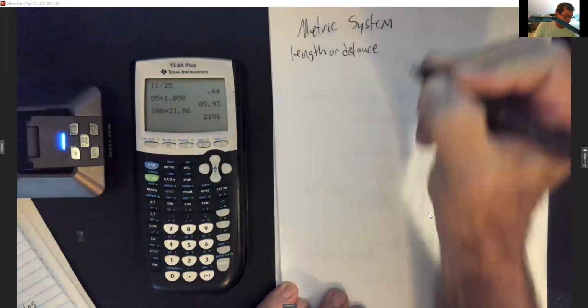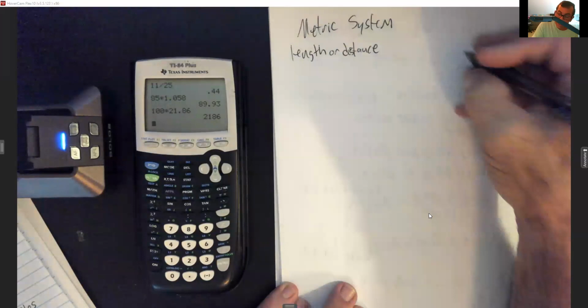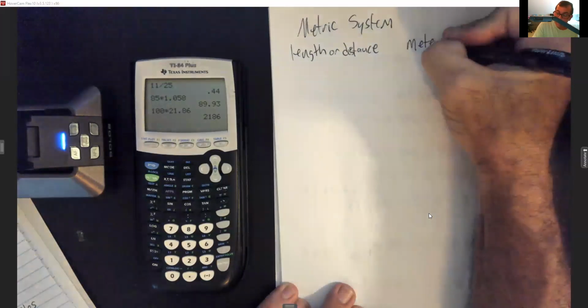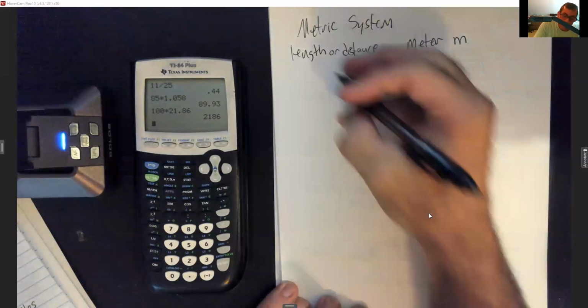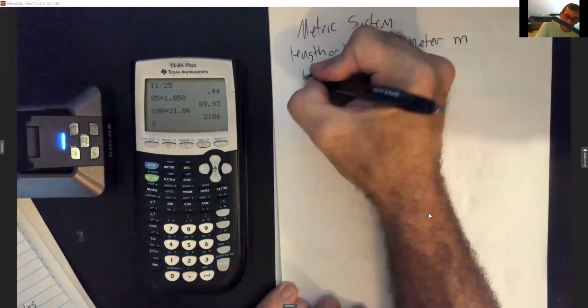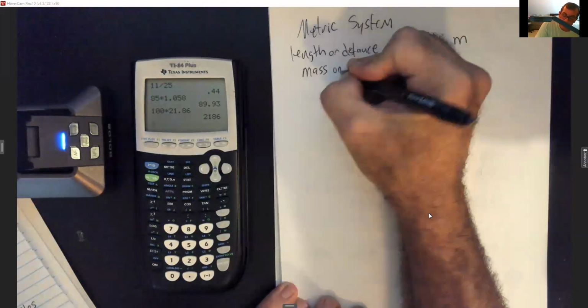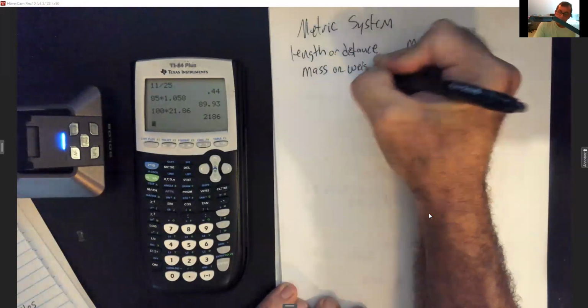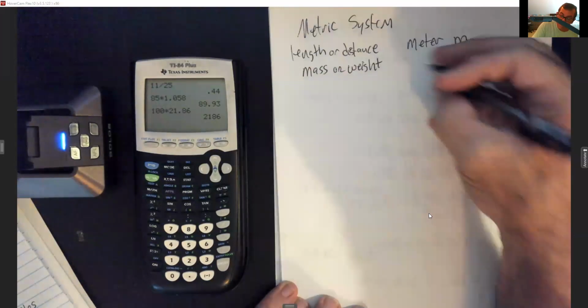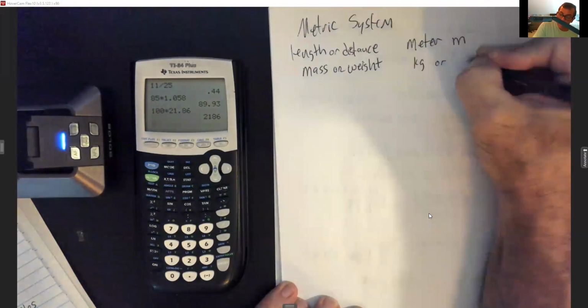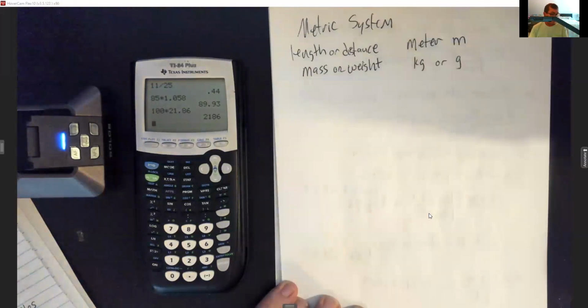metric system uses the meter, or that could be a M. For mass, or mass is your weight, which is how much something weighs, they use the kilogram or the gram. Okay, kilogram or gram.